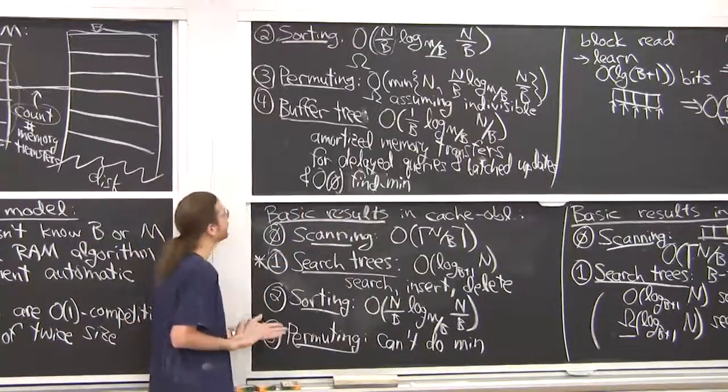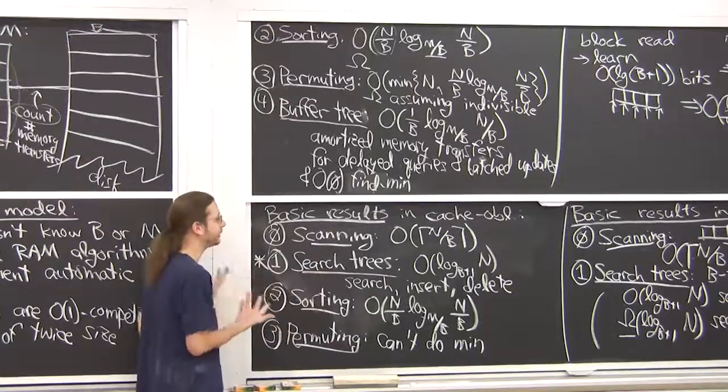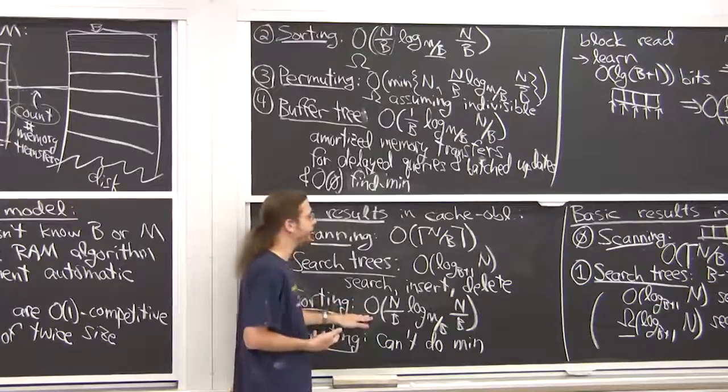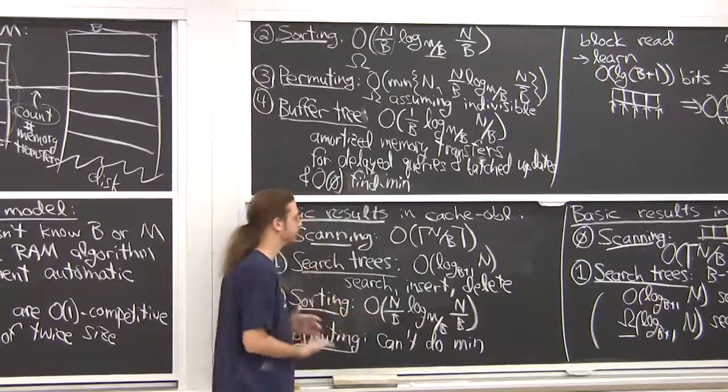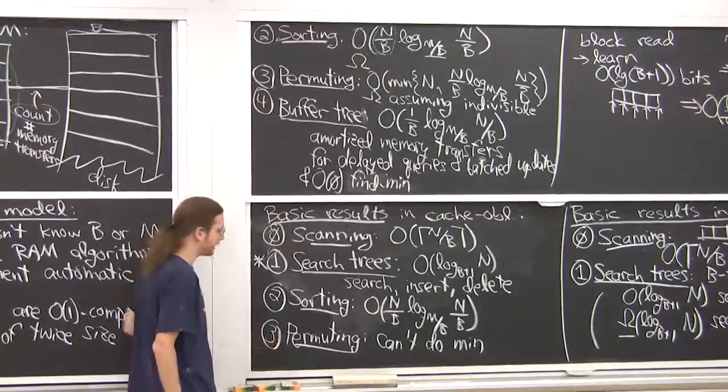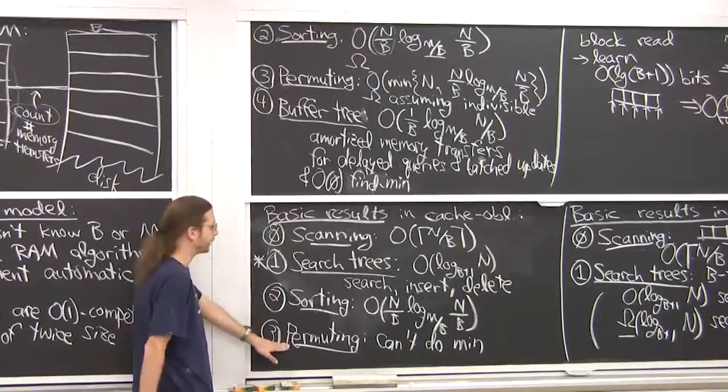So a little awkward. Fortunately, permuting isn't that big a deal. Most of the time, the sorting bound is much faster than the N bound, so not so bad. But slightly awkward. So there are some things you can't do. This is the first negative result on cache-oblivious.